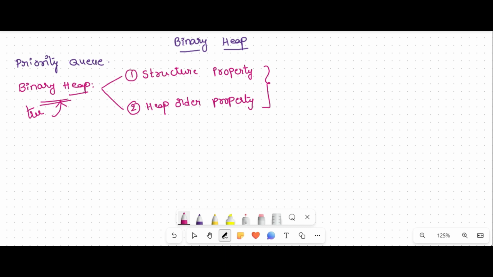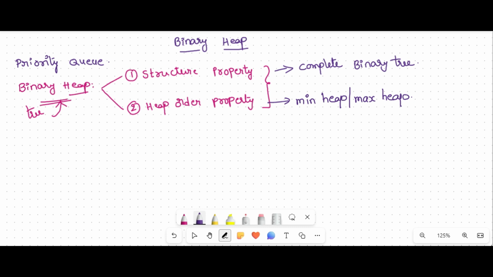So what is meant by the structure property? Structure property means the structure of the tree will be in the form of a complete binary tree. If you have not seen the video on the complete binary tree, please watch it. I have explained types of trees. So, structure property means that the tree should be a complete binary tree. Heap order property means that it may be a minimum heap or a maximum heap.